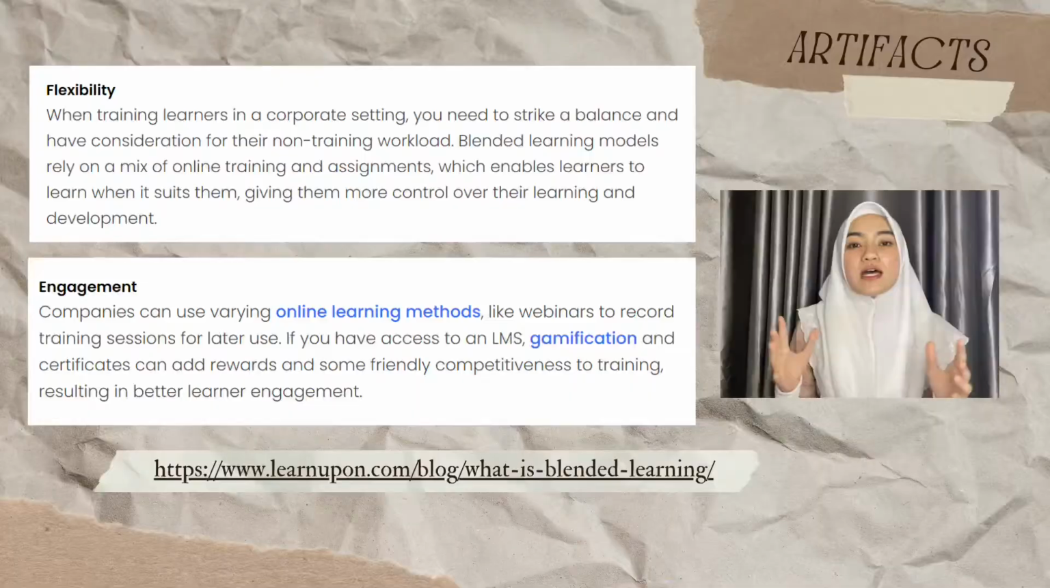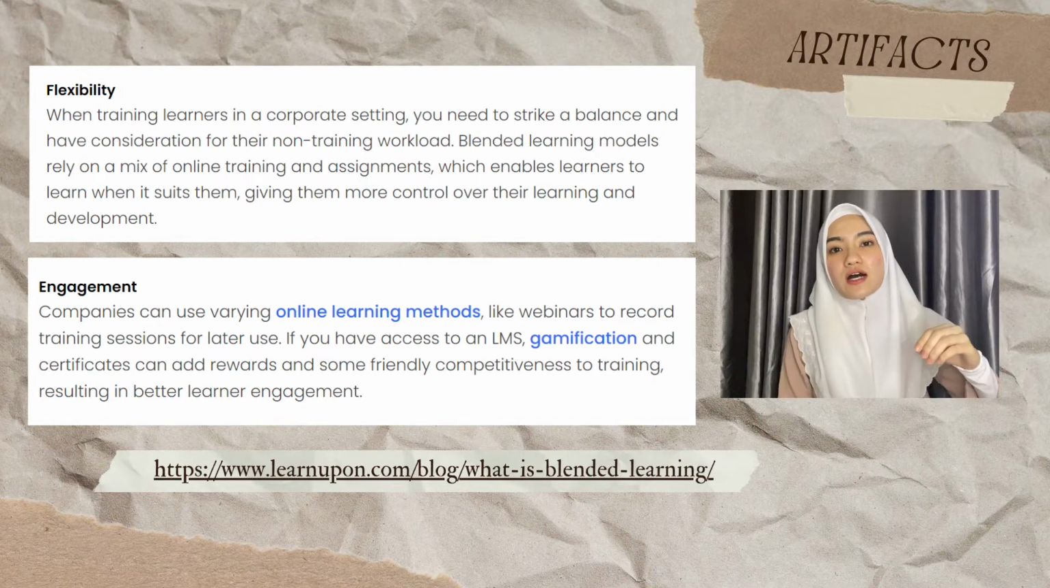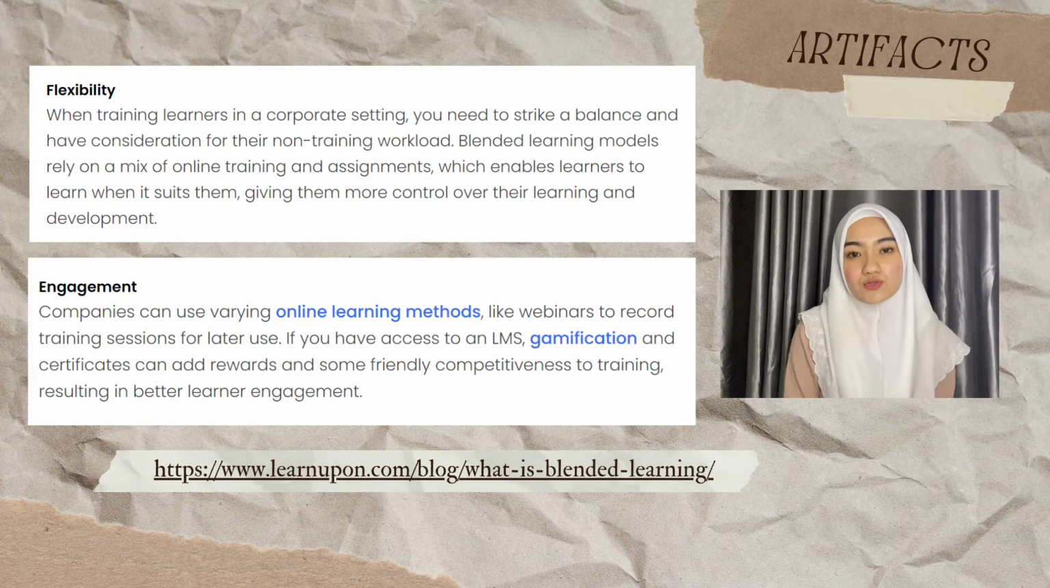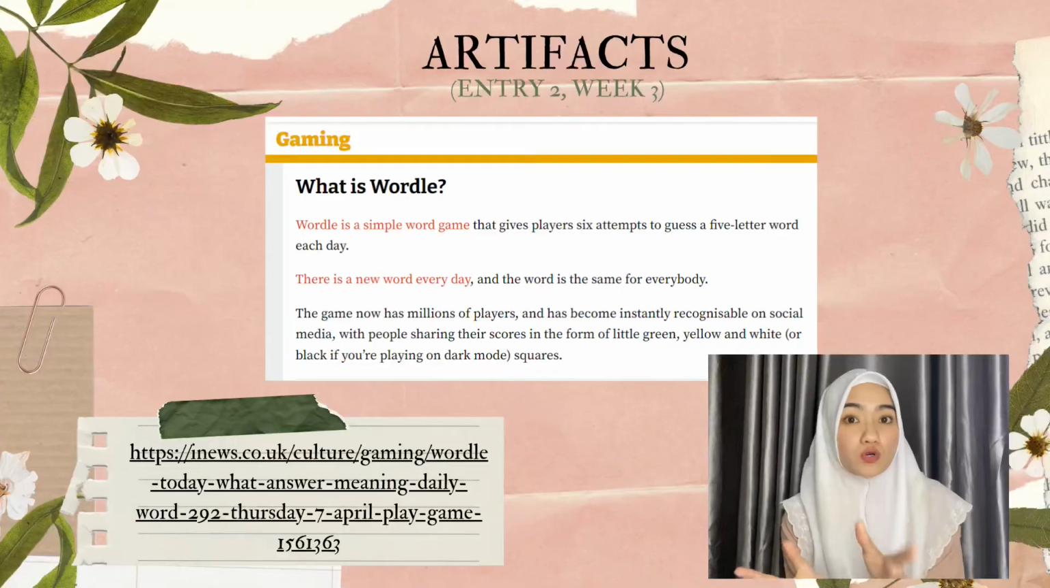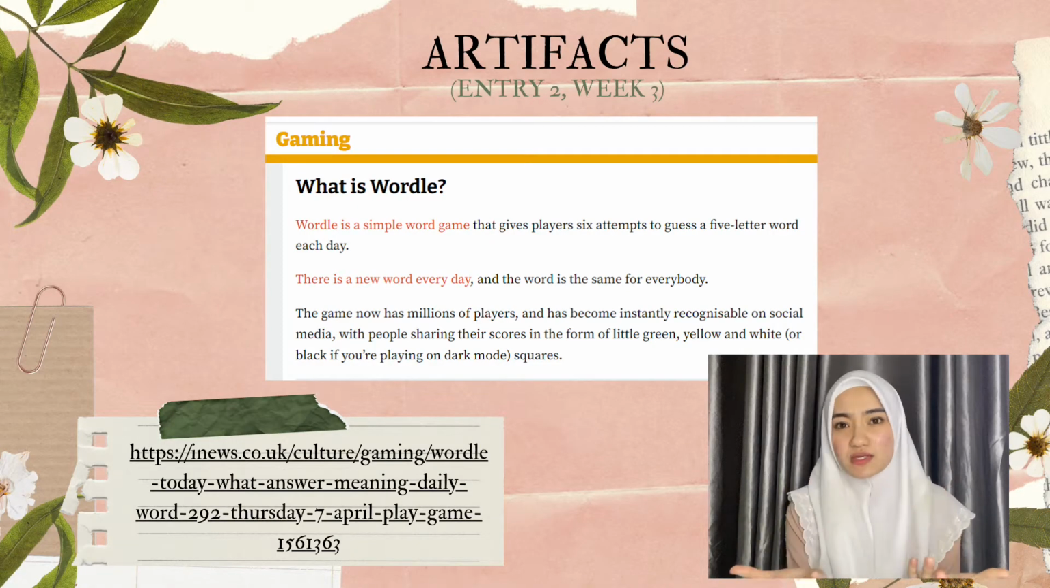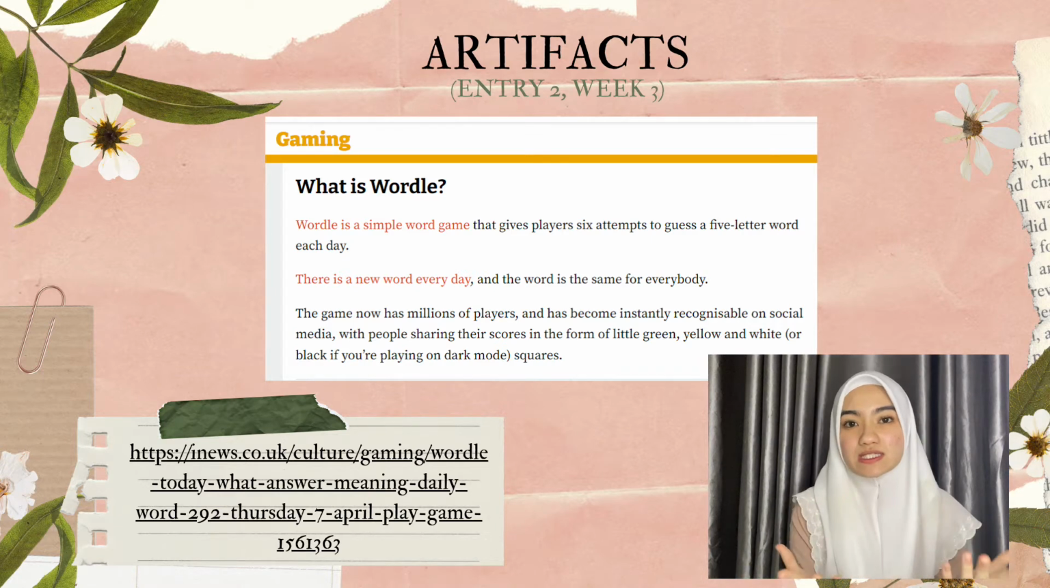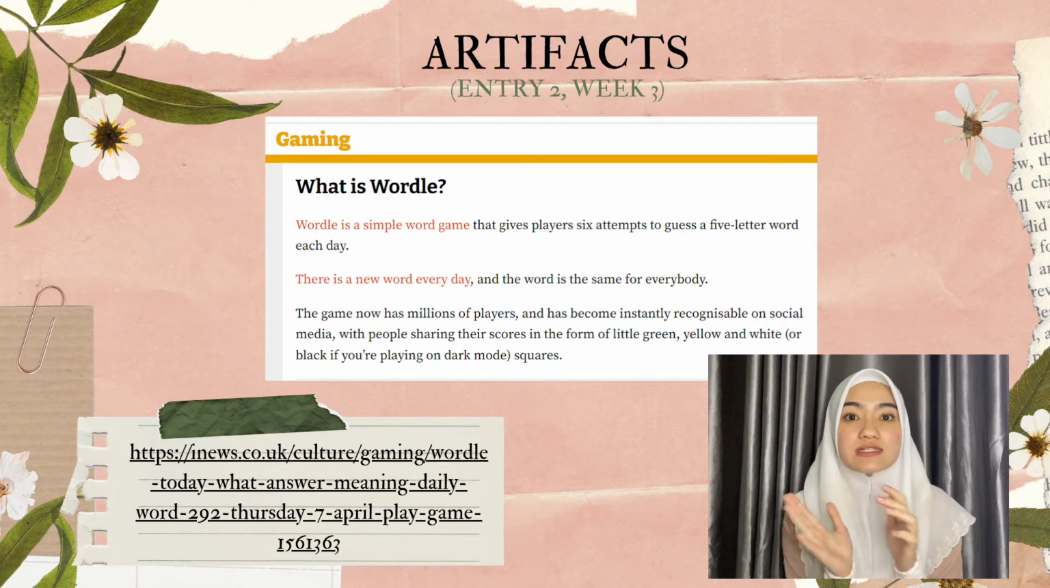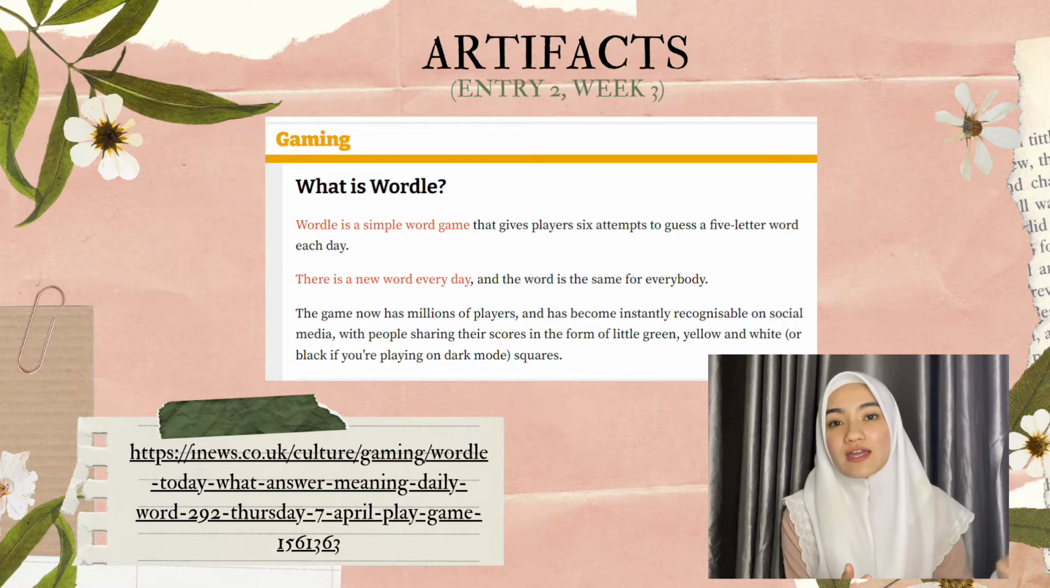In addition, gamification also helps with learning outside of the classroom. For instance, the online game Wordle, which is a basic word game that gives each participant 6 chances each day to guess the 5-letter word. And this game is not only beneficial for ESL learners, but also a great way to engage with people all over the world, since it is a widely known game on social media.